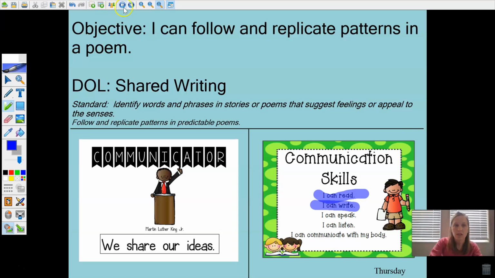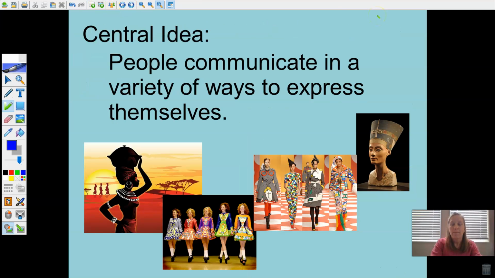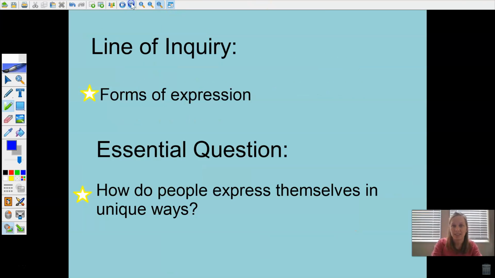Our central idea, people communicate in a variety of ways to express themselves. We're going to express ourselves today by making a sensory poem of a food that we love. So we're going to express that through our senses. Our lines of inquiry are different kinds of expression, the different forms of expression, and how do people express themselves in unique ways. We're learning and exploring poetry.